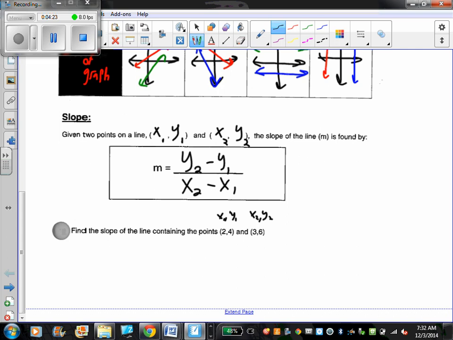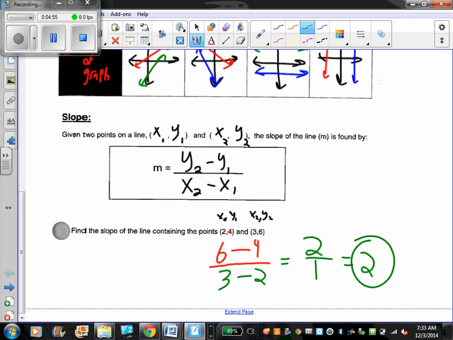We're going to plug things in where they need to go then. So y2 is 6, so I'm going to have 6, minus, and y1 is 4, so I'm going to have 4, divided by x2 minus x1, so we have 3 minus 2, equals 6 minus 4 is 2, and 3 minus 2 is 1, 2 over 1 is 2. So that's a positive slope. So we would expect that the graph that contained those 2 points to go up as we go from left to right.